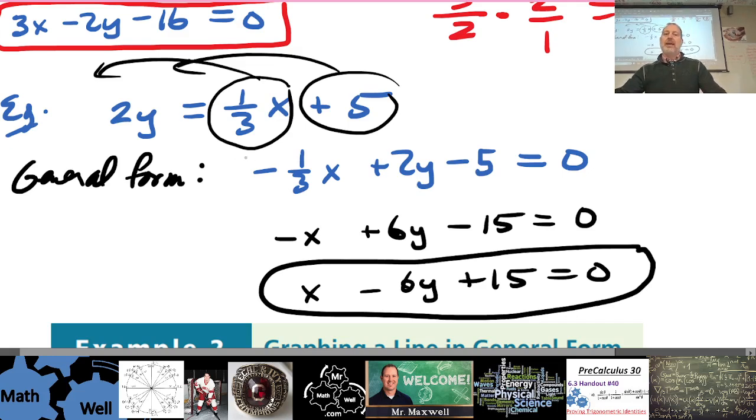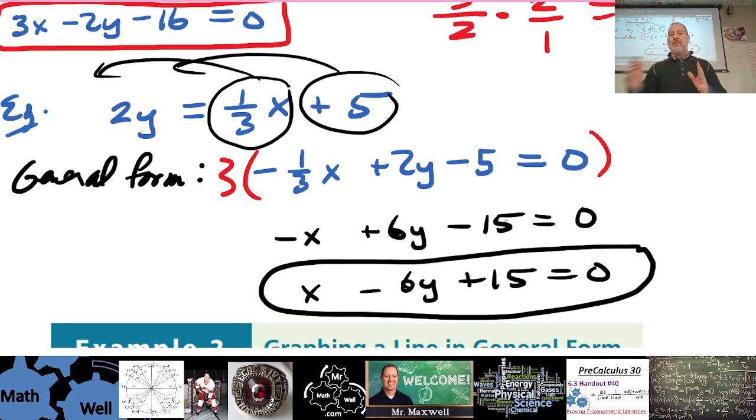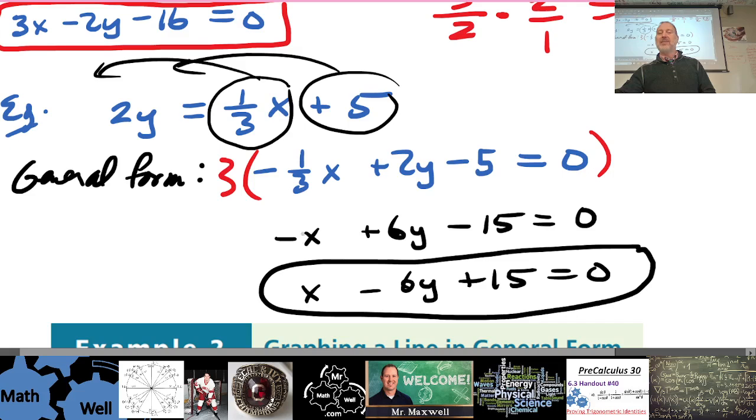Then I multiplied everything by 3. 3 times negative 1/3 is negative x. 3 times 2 is 6. 3 times negative 5 is negative 15. That's what I did next. Then I realized that I'm so close, but the a value here, the coefficient on x, is negative 1. So I don't want a negative. So how do you fix that?